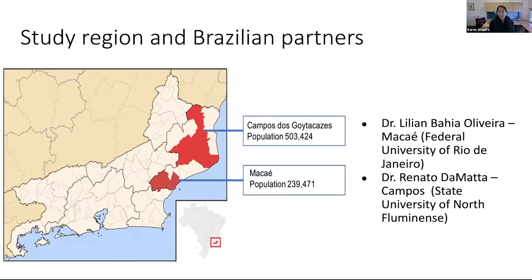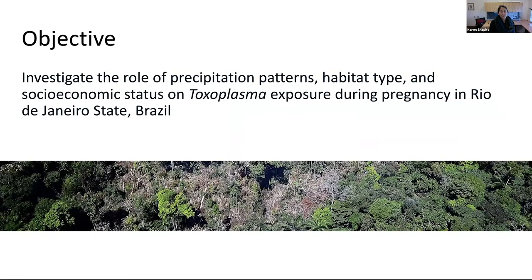So this is, again, a pretty new project. I don't have any results to share. We're partnering with two key collaborators in Brazil, Dr. Lilian Bahia Oliveira from Macaé, and Dr. Renato D'Amata from Campos. And so the study region right now that is included are these two municipalities in the state of Rio. And there's several interlinked aims, but the overarching objective is to investigate the role of precipitation patterns, habitat type, and socioeconomic status on toxoplasma exposure during pregnancy in Rio, Brazil.